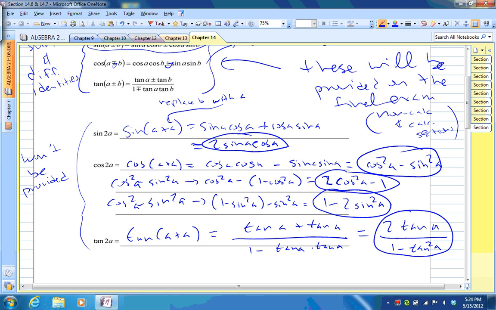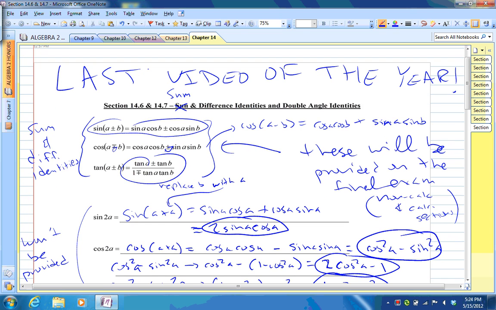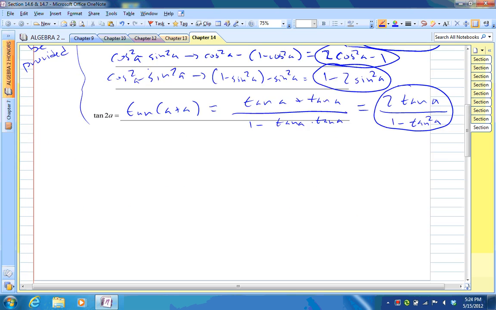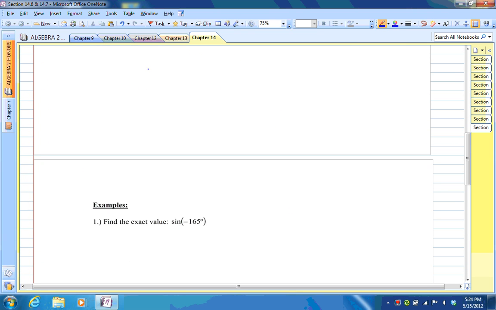If you replace b with a, and using this formula right here. So those are the sum and difference identities as well as double angle identities. So we'll just do 2 examples that utilize these identities, and then we'll get lots of practice with this on block 2 this week, as well as Friday this week. And then, of course, I'm going to give you the final exam review packet on Friday so we can use all of next week for final exam review.